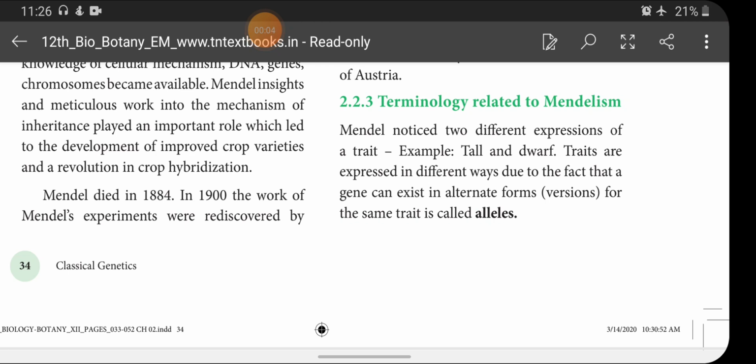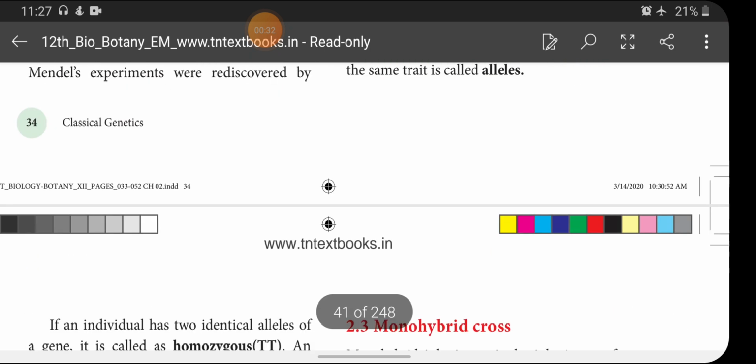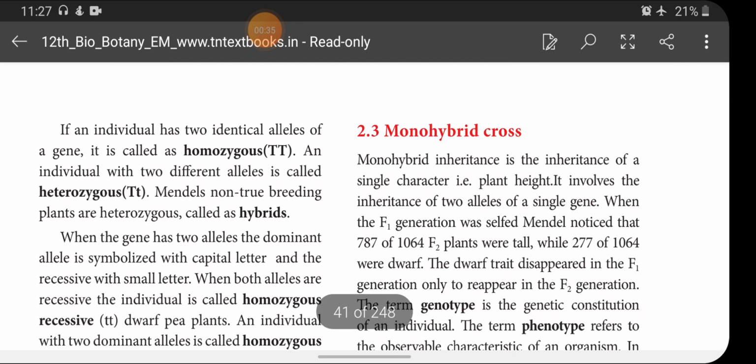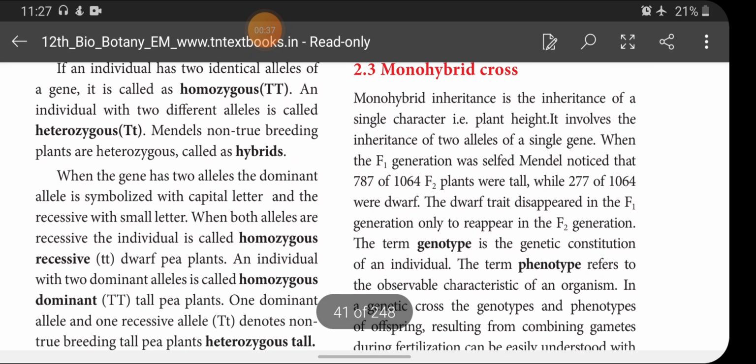Today I am going to start with the terminology related to Mendelism. Mendel noticed two different expressions of a trait, for example, tall and dwarf. Traits are expressed in different ways due to the fact that a gene can exist in alternate forms for the same trait. That is nothing but an alternate form of the trait. An alternate form for the same trait is called what? Alleles. Next are homozygous, heterozygous and hybrids.